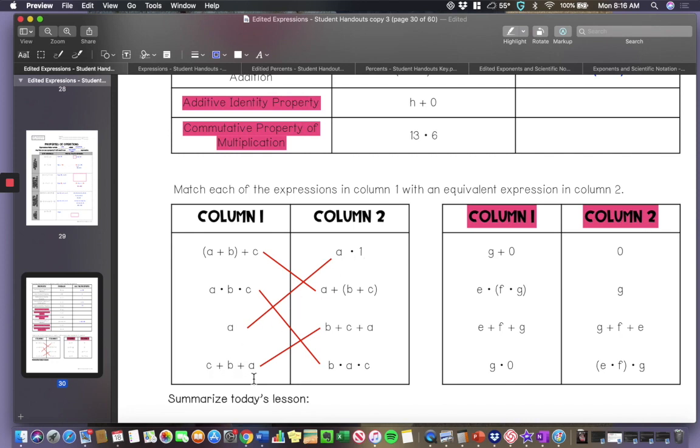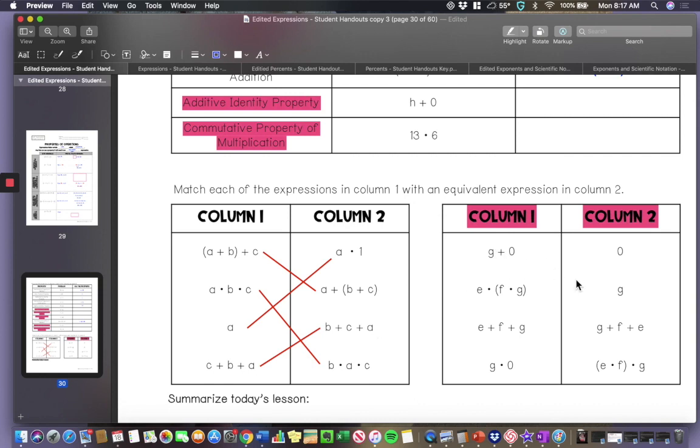And the last one, no matter which way I add up C, B, and A, it's going to be the same as B plus C plus A. So no matter what I add first, it's still going to come out the same. So, for example, I could say C is 1, B is 2, and A is 3. Well, C plus B, 1 plus 2 is 3, plus 3 is 6. So then I could do 2 plus 1 plus 3. Well, 2 plus 1 is 3, plus 3 is still going to be 6.